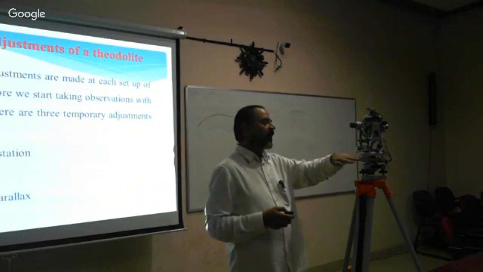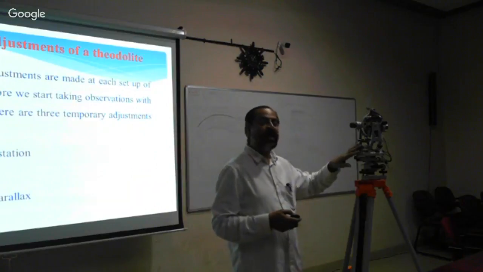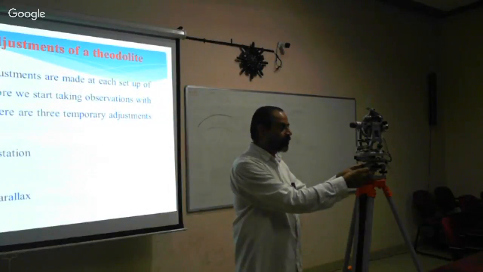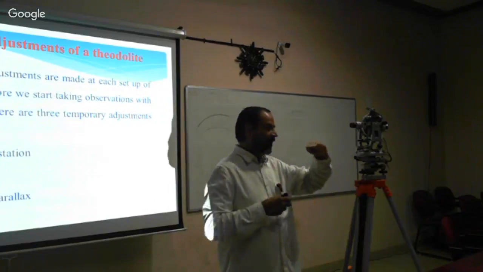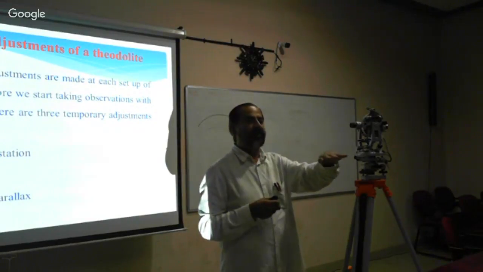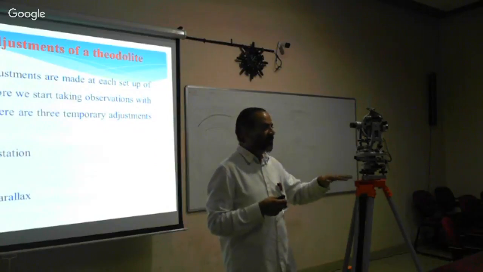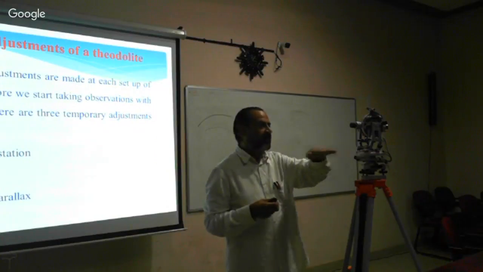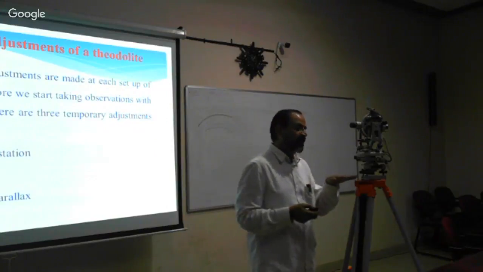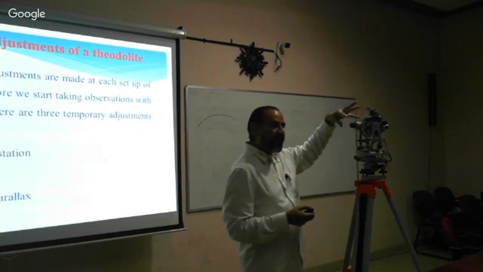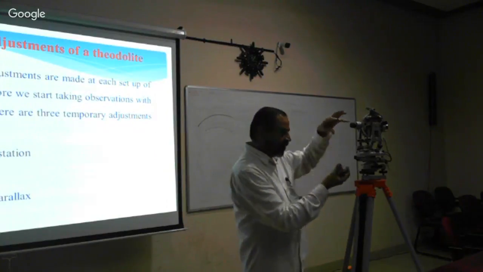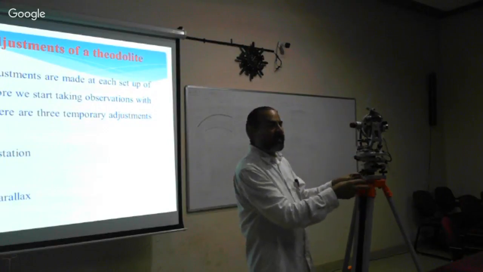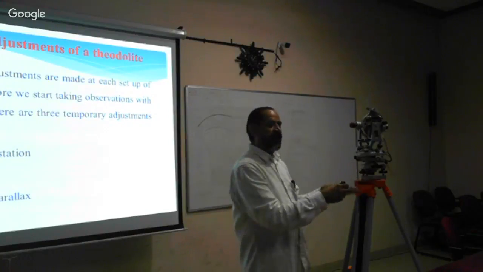Otherwise, later it is very difficult to level the instrument with respect to the foot screws. Therefore, in the beginning, to your eye level, whatever best you can do, first level the tripod, make the triangular top surface of the tripod horizontal. Then after making this horizontal, fix the instrument over the slot, that is, the screws provided between the tripod and the instrument.